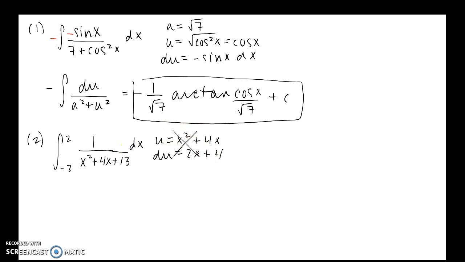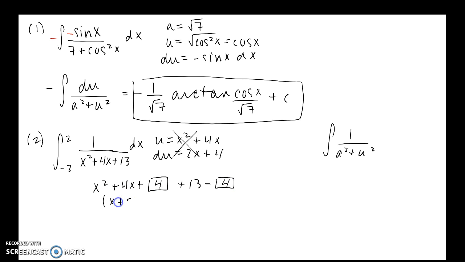So this is an example of completing the square. Let's fit it in the form that we need it. All right, so completing the square. x squared plus 4x plus something, and then whatever I add here, I'm going to have to subtract from 13. All about keeping balance. Half of 4 is 2. 2 squared is 4. So then I'm going to have to subtract 4 there as well. Completing the square: x plus 2 quantity squared plus 9.